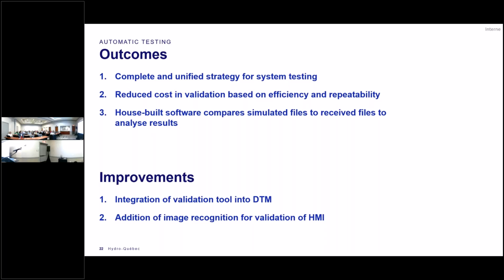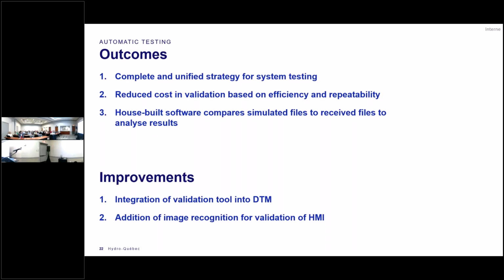the software we built is still in use in order to be able to analyze all those results and still do updates in order to have a common portal for everybody. We still had improvements that could be done on that system. The main one was to integrate the validation tool in DTM. So, with the scripts and the analysis, it could have been done so that we don't have to rely on an external tool in order to validate.